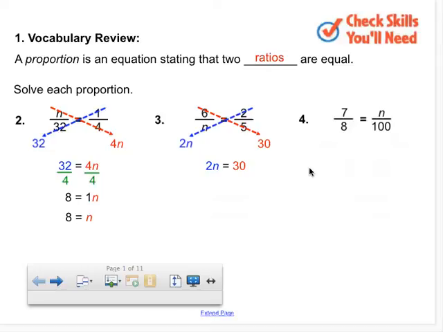Divide by what? We divide both sides by 2, right? And then 30 divided by 2 gives me back what? 15. And then 2 divided by 2 gives me back what? 1. So we get 1n equals 15. And then what happens to the 1? It goes away because n times 1 is just n, so n equals 15. So these first two are pretty easy. Who has the next one?